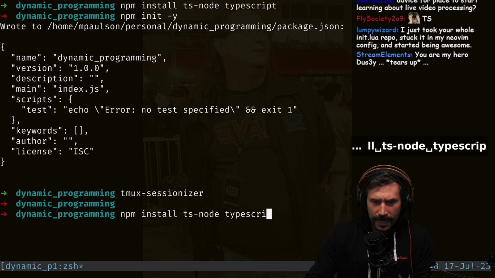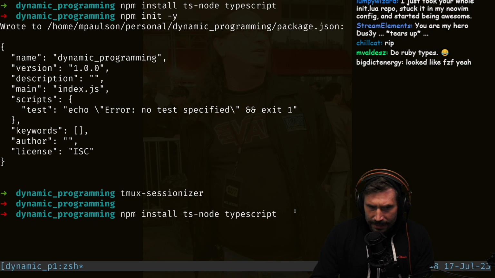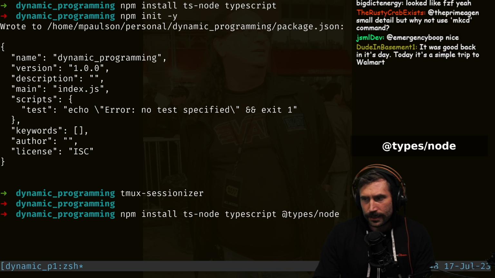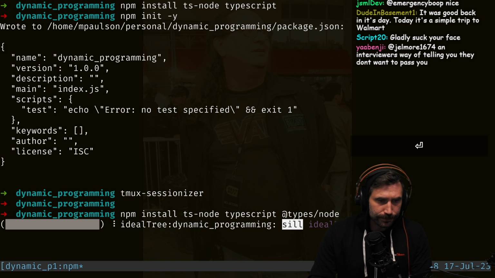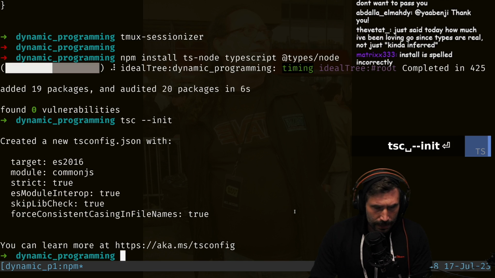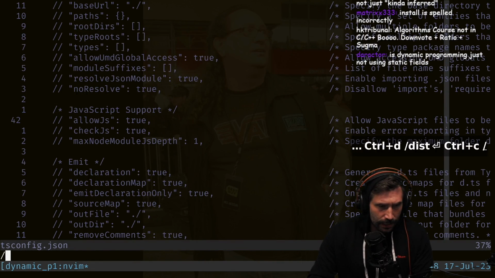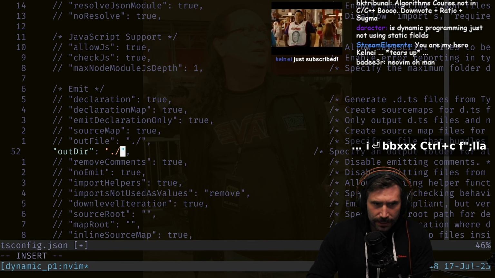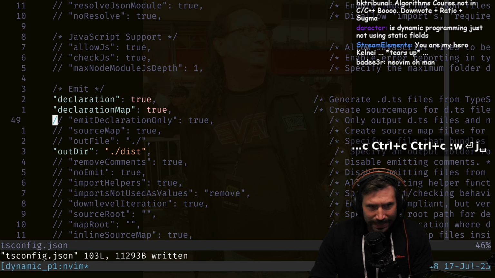TS node, TypeScript. Is there anything else I need here? I don't think I need anything else here. Types node. We'll probably definitely need that. Classic environment, right? You got to set up 9,000 things just to get anything going. There we go. TSC init. VS TS config. And go dist or outdir. There we go. Bam. Hit him with one of those. Get him with all those things just in case we need it.